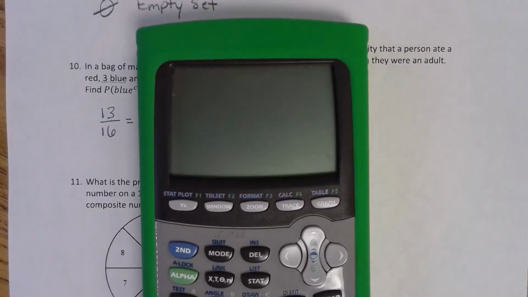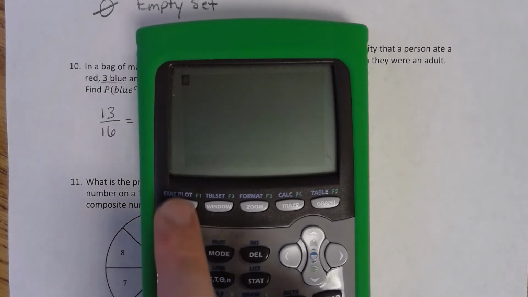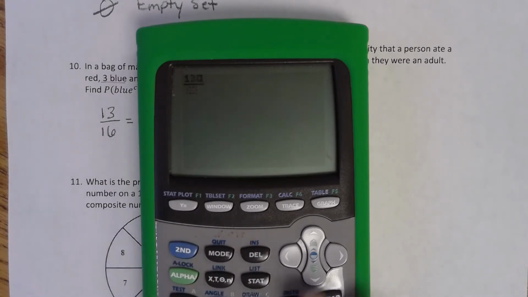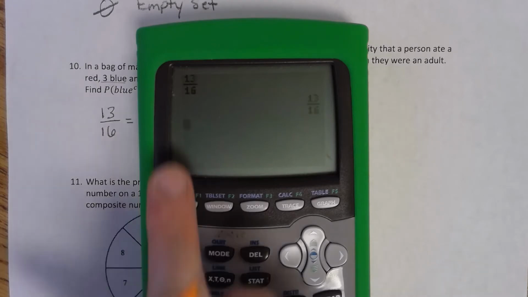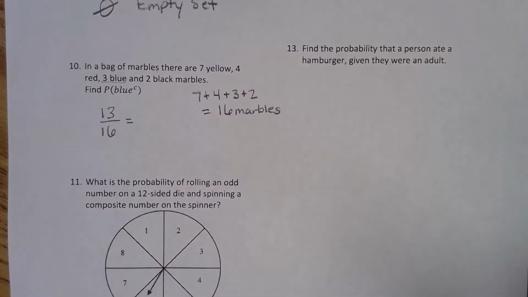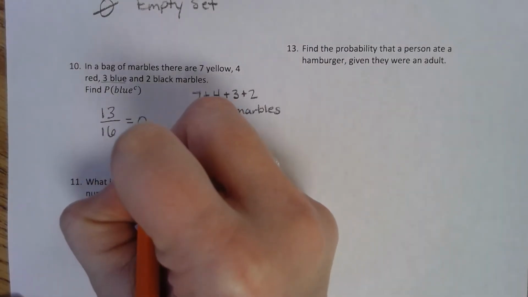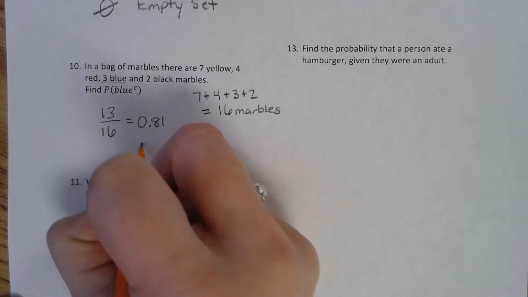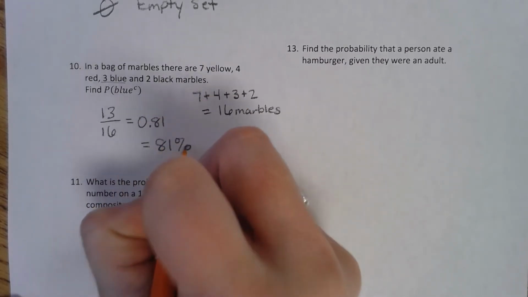In our calculator, we can change that to a decimal. So if you've already done alpha y equals and typed in the 13 over 16, you'll see it doesn't reduce. You can go math decimal, so math 2, to change it to a decimal, or you can just divide 13 by 16. Math decimal, or just divide the fraction. So that gives us a decimal 0.81, which is 81%.